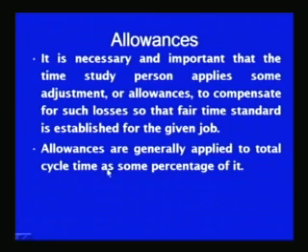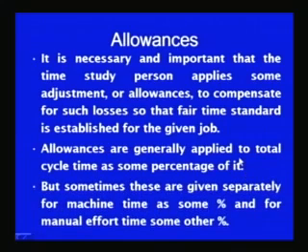Allowances are generally applied to the total cycle time as a percentage of it. So, allowances are normally expressed as a percentage of the normal time for carrying out one cycle of the job, but sometimes these are given separately, as one percentage for machines and another percentage for manual activities.